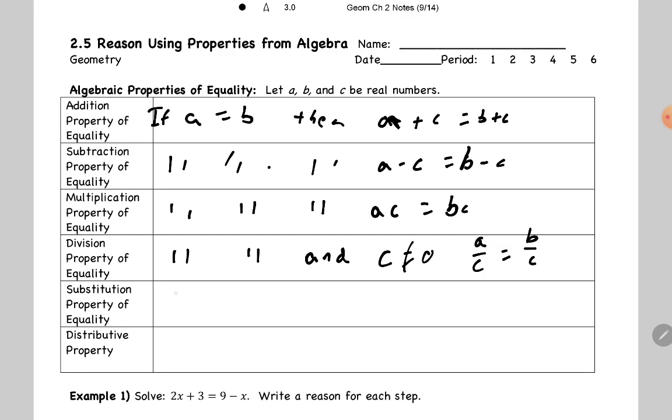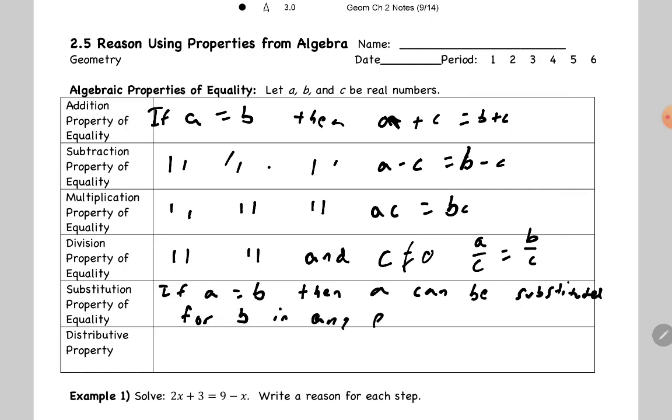And then we have the substitution property. If A equals B, then anytime I saw an A, I could say B, or anywhere I saw a B, I could put A. So A can be substituted for B in any equation or expression.